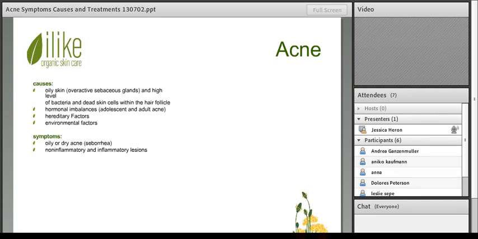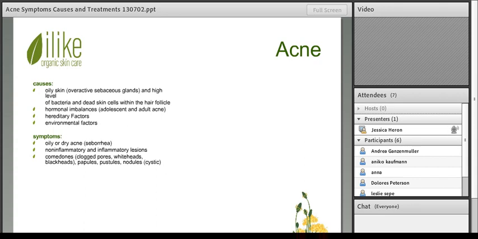Non-inflammatory and inflammatory lesions, excuse me for the mispronunciation, but we'll be talking about the differences between these types of lesions and the treatments for them as well. Comedones, like clogged pores, whiteheads, blackheads, papules, pustules, cystic nodules that are deep in the sebaceous glands, where they begin and become swollen and hard and very painful.